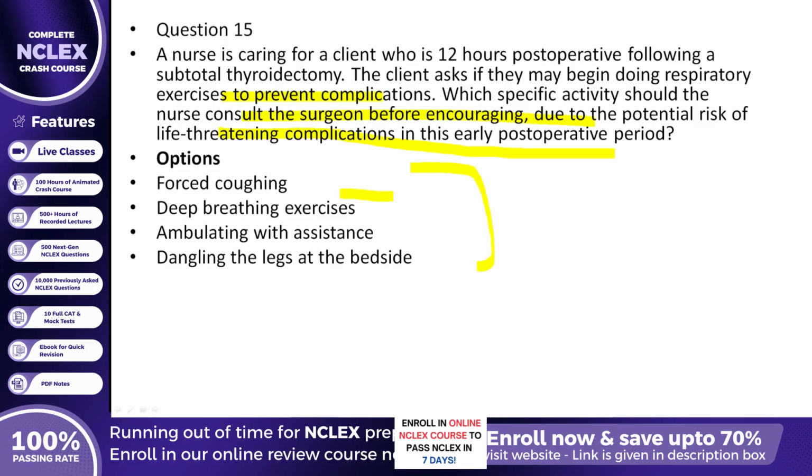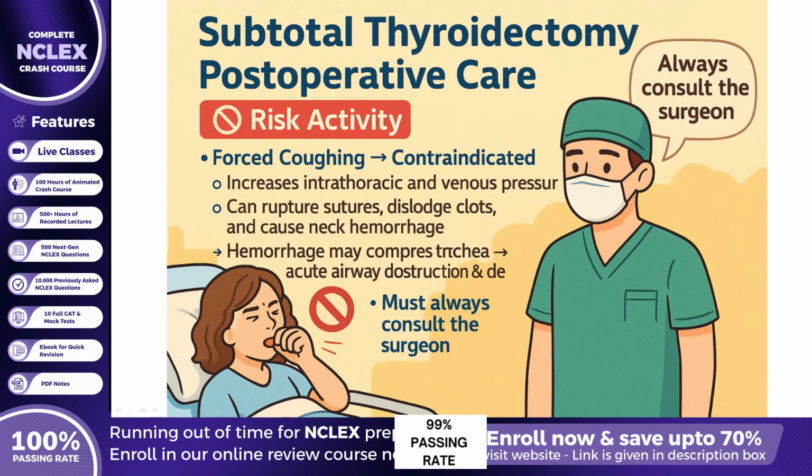Here's the detailed reasoning behind this. After a subtotal thyroidectomy, airway obstruction is the most life-threatening complication. The thyroid gland lies in the anterior neck, right next to the trachea, and it is surrounded by a highly vascular area. Any disruption, such as bleeding or hematoma, can rapidly compress the airway.